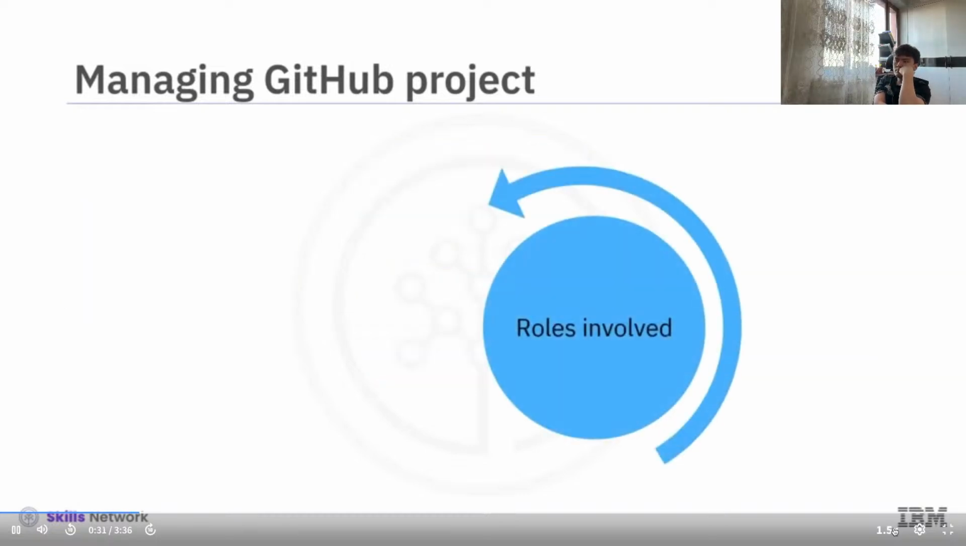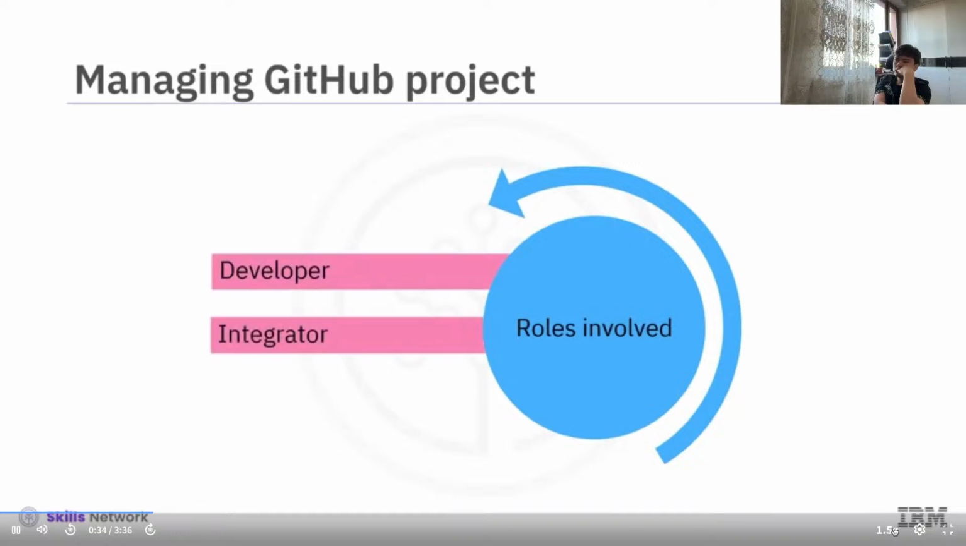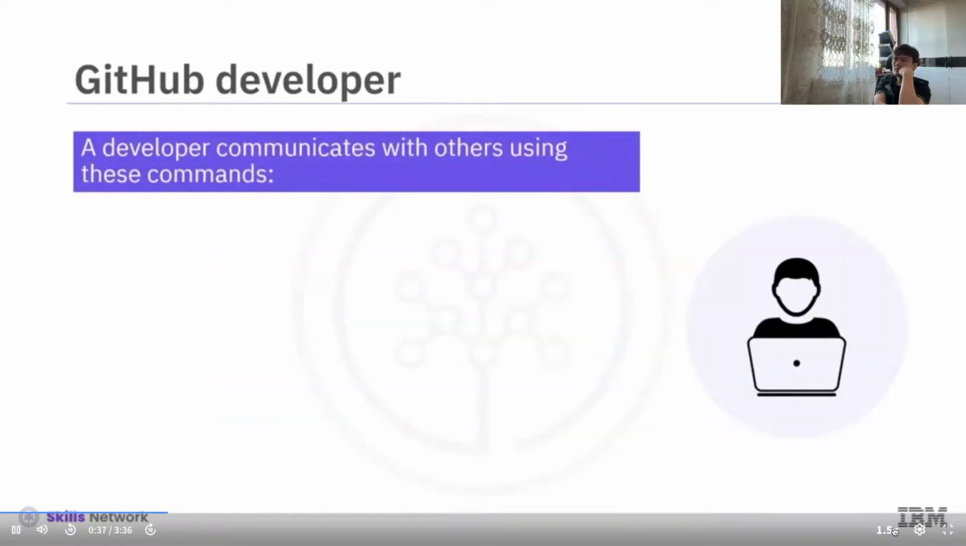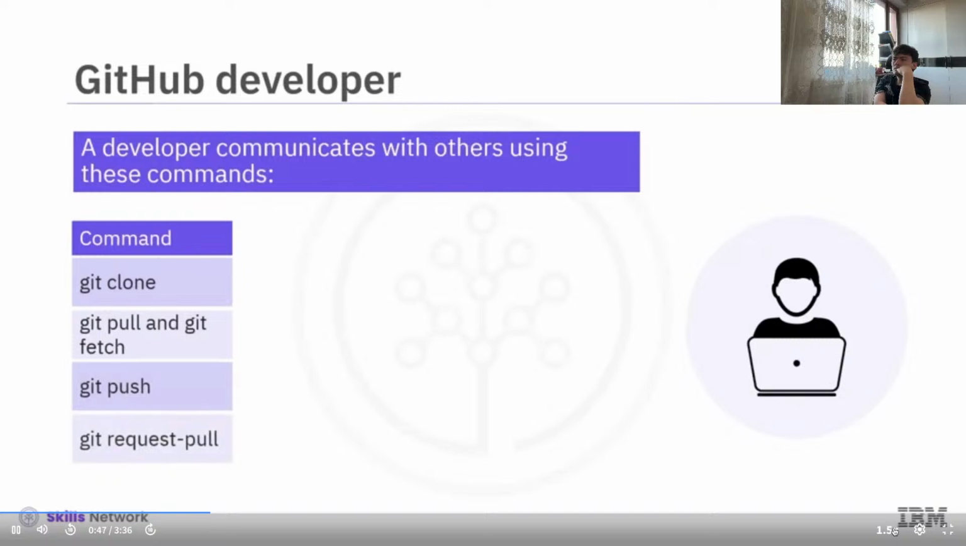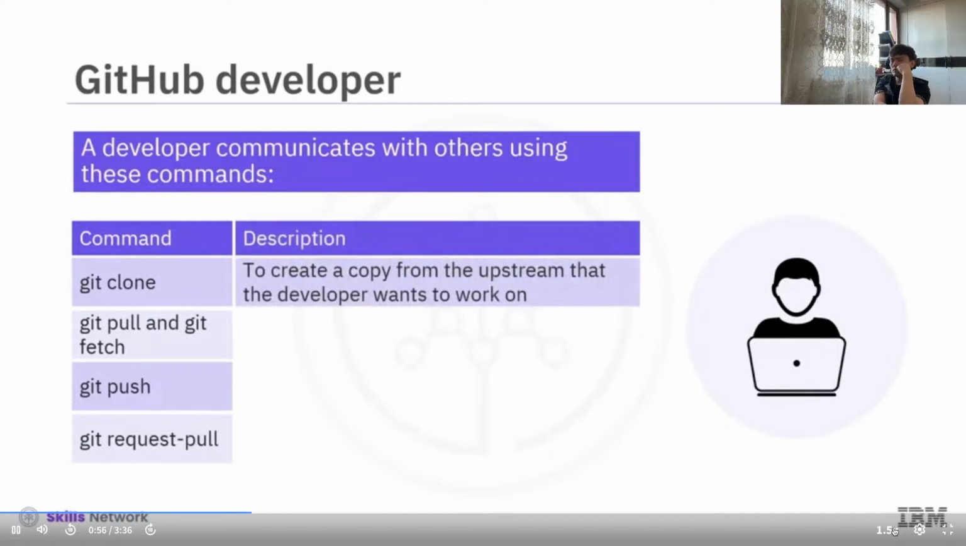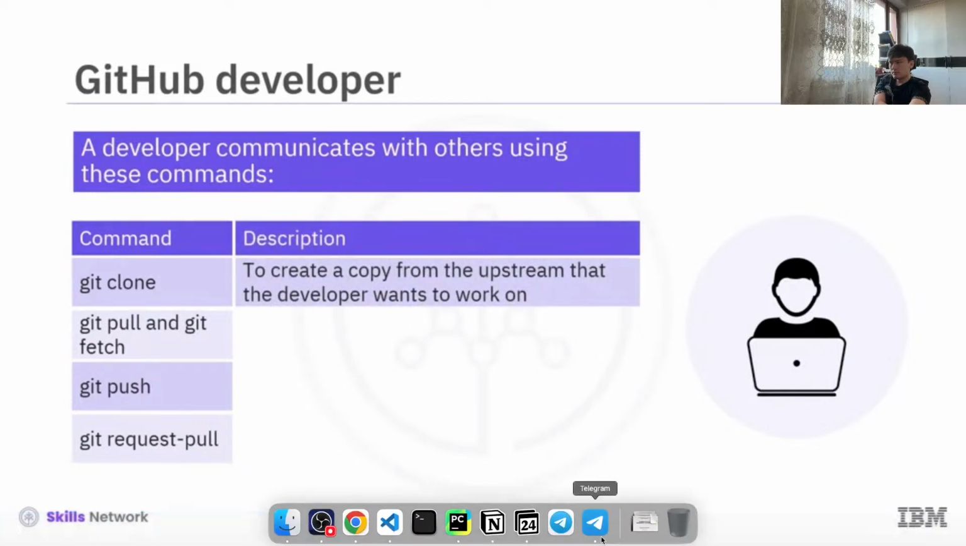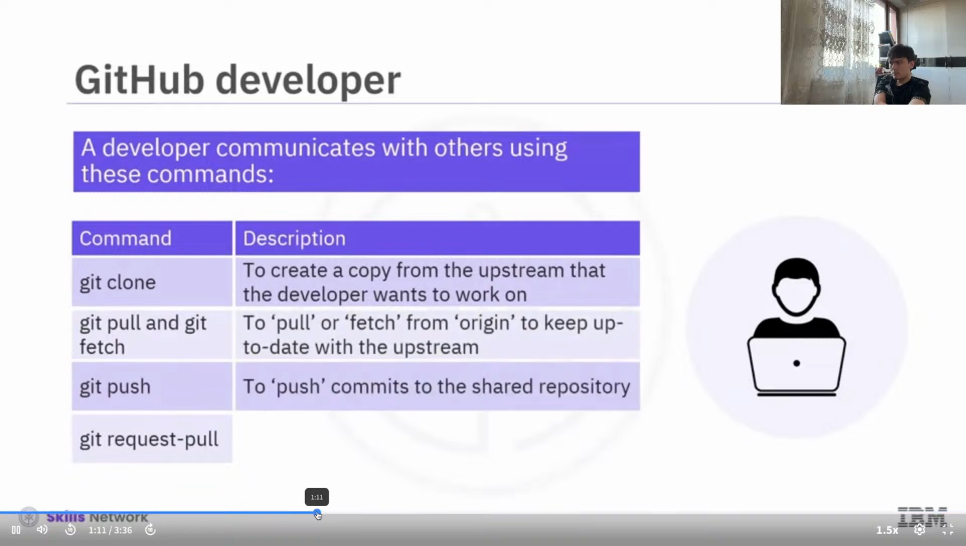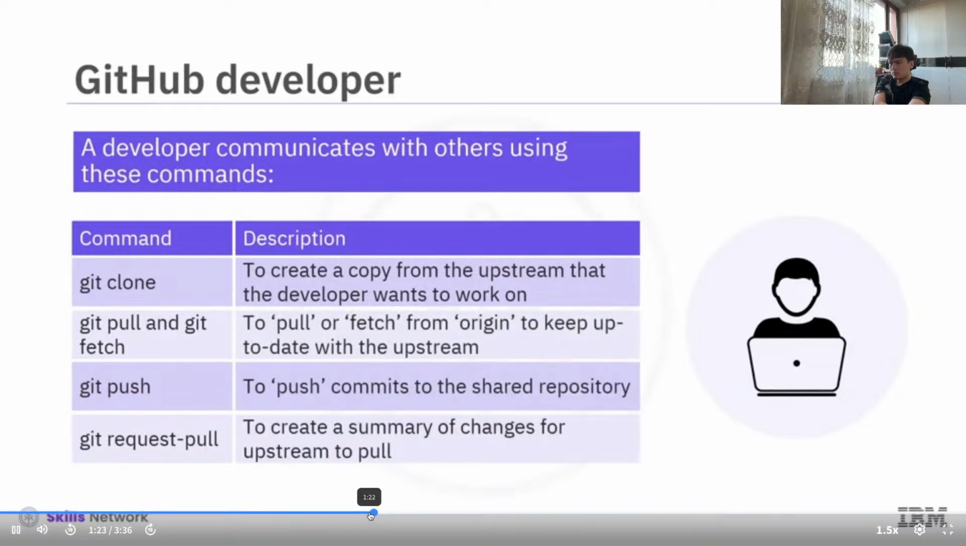Multiple roles are involved in managing a project: a developer, an integrator, and a repository administrator. A developer working as a participant in a group project needs to learn how to communicate with others and use these commands in addition to the ones needed by a standalone developer. When working with Git, you can use Git commands or desktop tools such as GitHub Desktop. Git clone is used to create a copy from upstream, a remote shared repository that the developer wants to work on. Git pull and push is used to push commits for your upstream to pull.